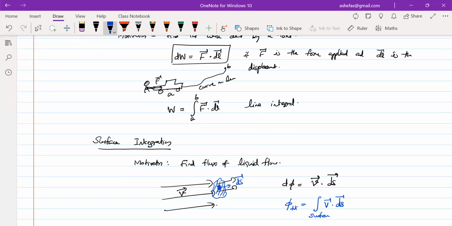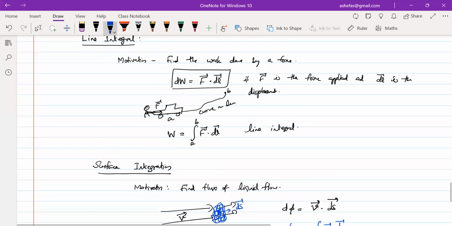Okay, so what I will do is we'll have a very large number of infinitesimal areas, and we have to add the flux through each infinitesimal area. That will give the integral v dot dS. So such kind of integration is called surface integration.